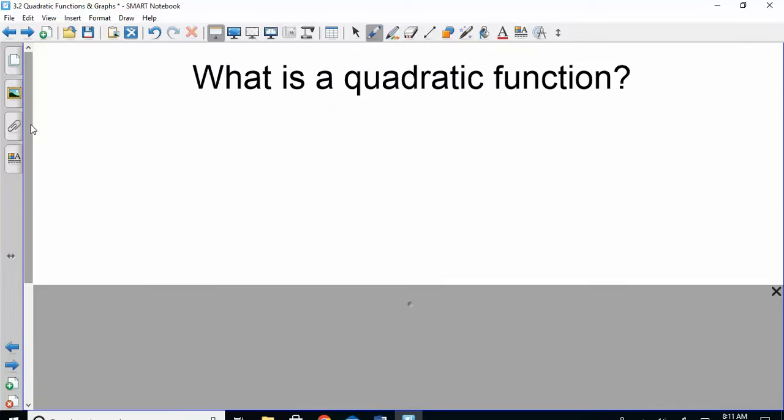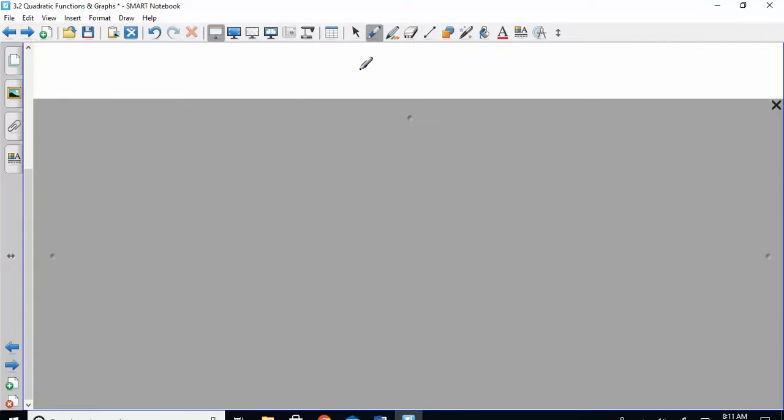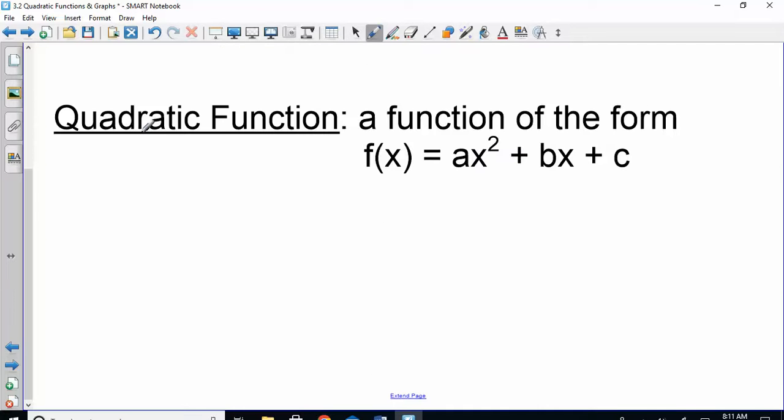Squared. Standard? Yeah, that's fine. AX squared plus BX plus C, excuse me. Okay. So a quadratic is just a polynomial of degree 2. So this is what's called the standard form.